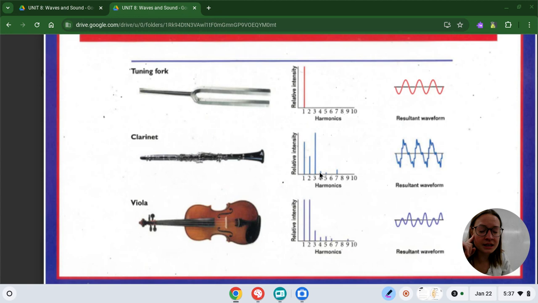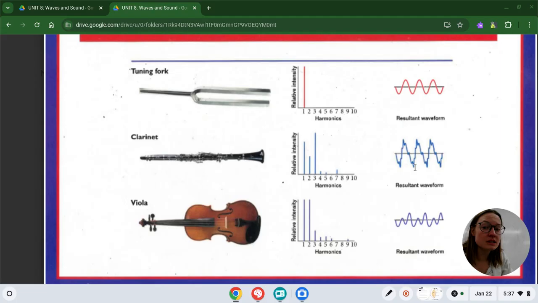When you play a clarinet, it gives you a waveform, a complex waveform that looks something like this right here. That complex waveform is unique to a clarinet. No other instrument has that particular combination of harmonics.